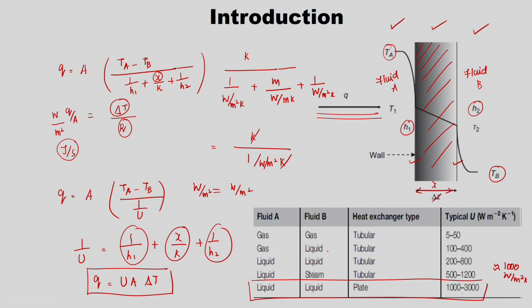Based on the fluid, for example, if it is a gas in a tubular heat exchanger, your heat transfer coefficient is 5 to 50 watt per meter squared Kelvin. If you remember the same pasteurization lecture, I also told you that in the pasteurizer or sterilizer, you should not keep air packets, because air is a very low conductive medium. You can see that if fluid A and fluid B are liquids, your overall heat transfer coefficient is around 1000 watt per meter squared Kelvin, and for a gaseous heat exchanger it is 5 to 50 watt per meter squared Kelvin.